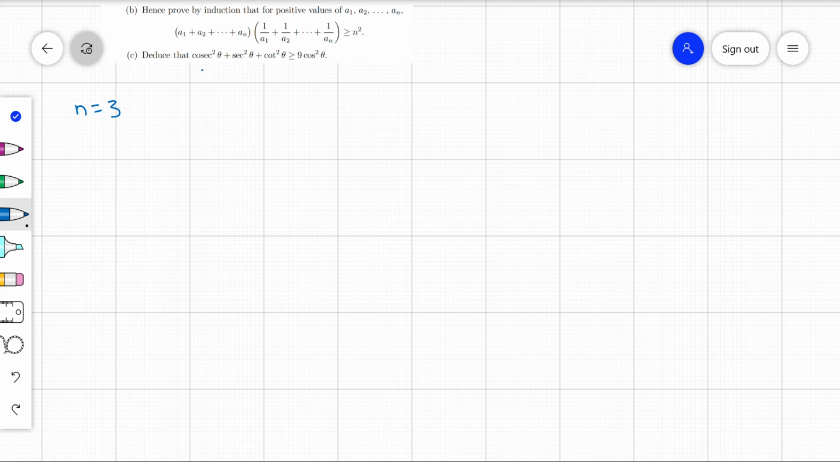Let's also try, because clearly we want a cosec squared and a sec squared and a cot squared. Now they are the reciprocals of sine squared, cos squared and tan squared. So why don't we try letting a1 be sine squared theta, a2 cos squared theta, and a3 be tan squared theta. Let's just try it and see. If it doesn't work, we can try something else.